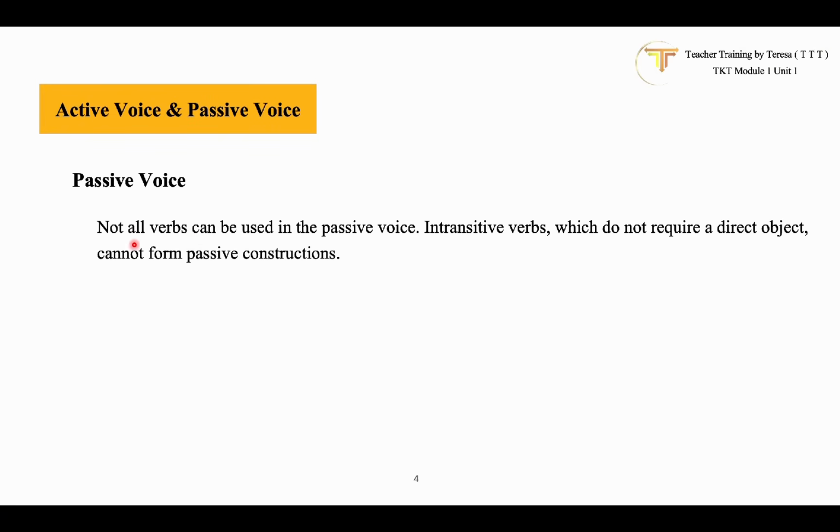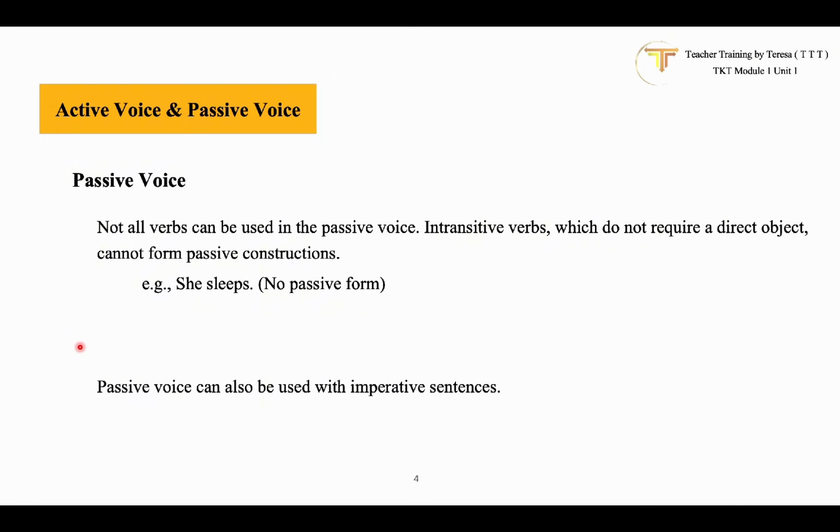Not all verbs can be used in the passive voice. Intransitive verbs, which do not require a direct object, cannot form passive constructions. Example: She sleeps. No passive form. Passive voice can also be used with imperative sentences. Example: Active: Please submit the report. Passive: Please have the report submitted.